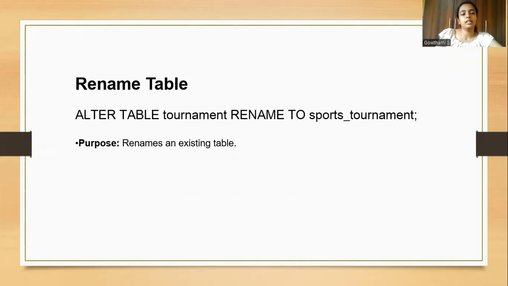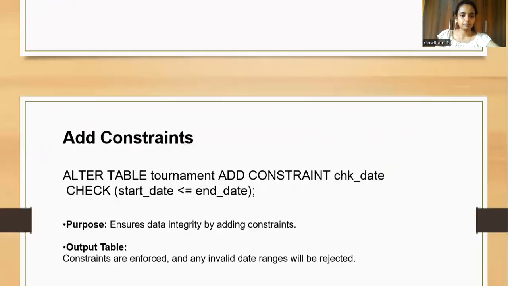So how do you rename a table? When you want to change the table name, for suppose you don't like the name tournament, you can use ALTER TABLE and then rename it to the sports table. You are renaming the old name, that is, tournament will be renamed to the sports table. That is, the old table name followed by the new table name.